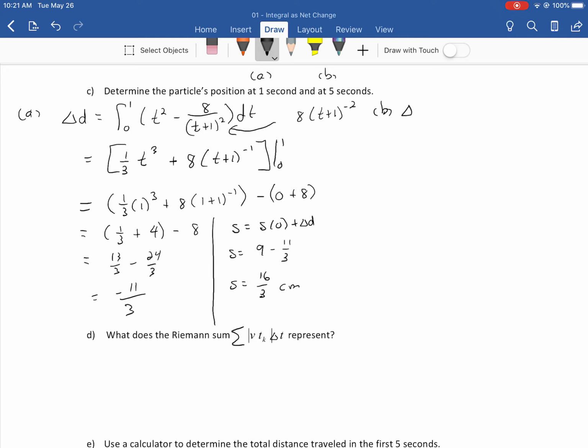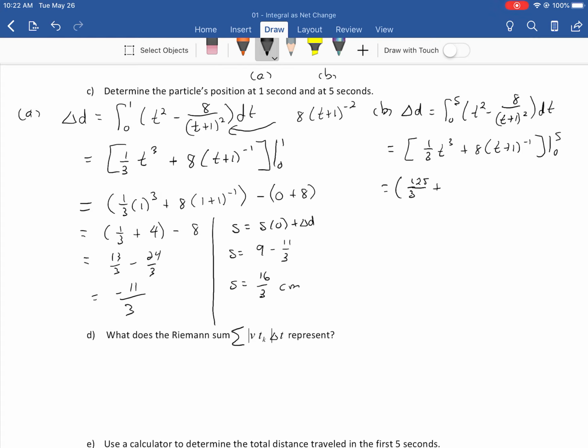Now, go over that all again in part B. Part B says we have to find the delta D, but this time from 0 to 5 seconds: the integral of t squared minus 8 over (t plus 1) squared dt. Find that antiderivative: 1/3 t cubed plus 8 over (t plus 1), in brackets, but this time from 0 to 5. So in the first brackets, I get 1/3 of 5 cubed, which is 125, so that's 125 thirds, plus, when I put 5 in there, 5 plus 1 is 6, so it's 8 over 6. I'm going to reduce that right to 4 thirds right now.